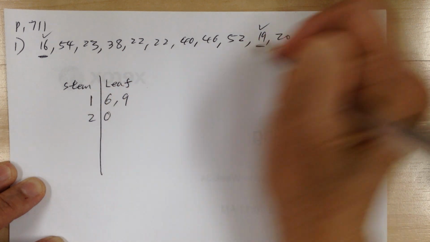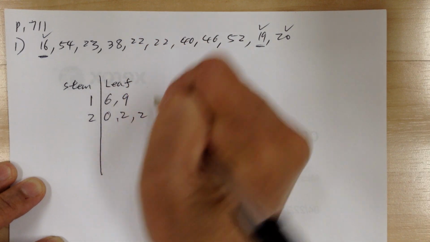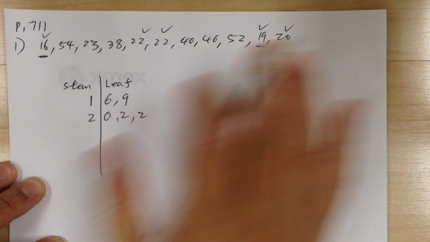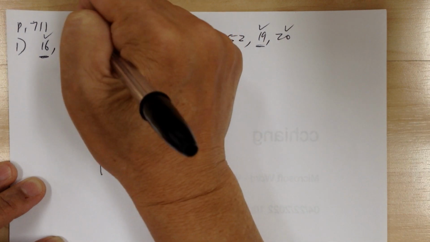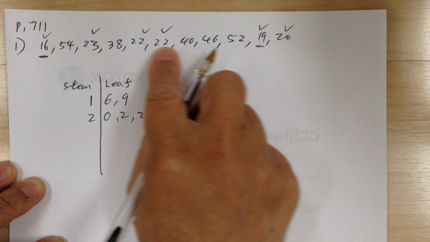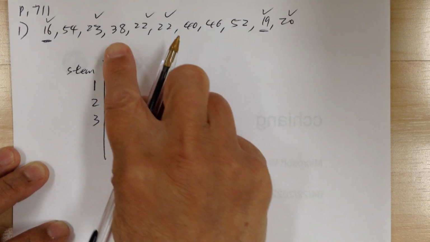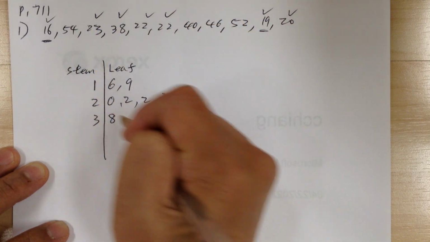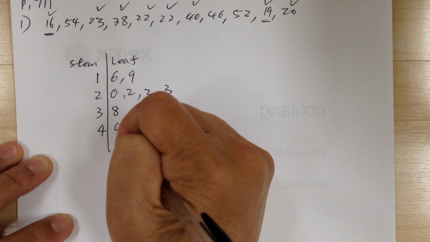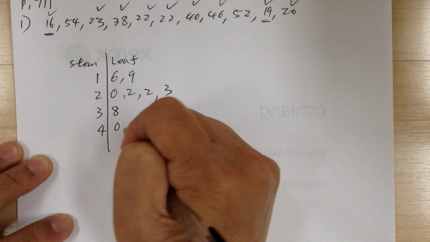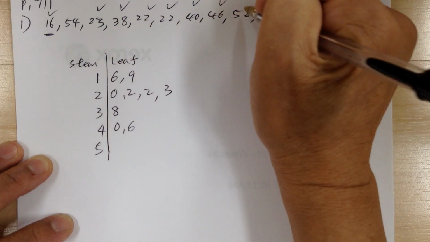Okay, so you got 20, 20, and then you got 22, 22. So when the data is kind of scrambled, you kind of have to watch carefully and get all of them. So 23. Okay, any more 20s? That's it. Okay, and let's go to the 30s. So only one is 30, so it'd be 38. And let's go to the 40s. So you got 40 and 46. And let's just go to the 50s. So we got 52 and 54.